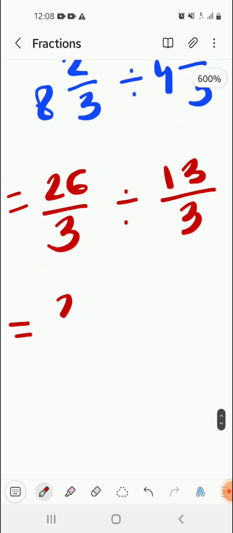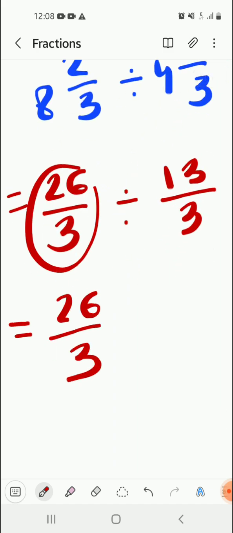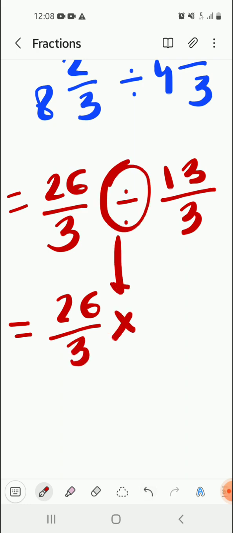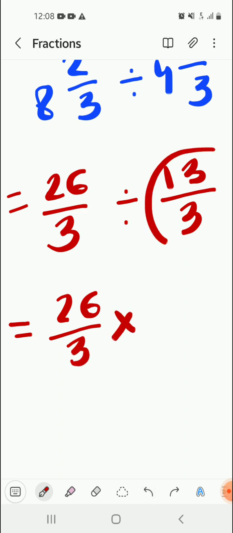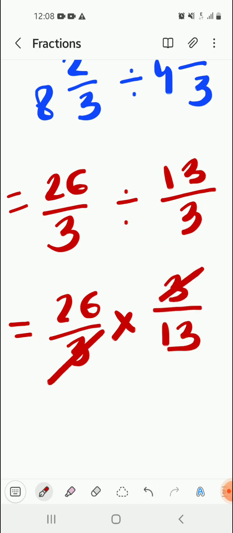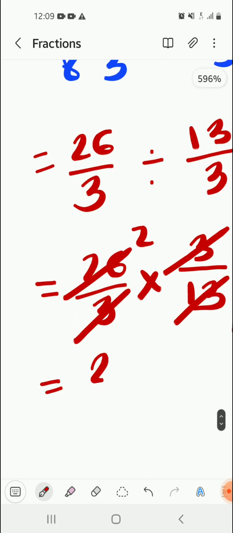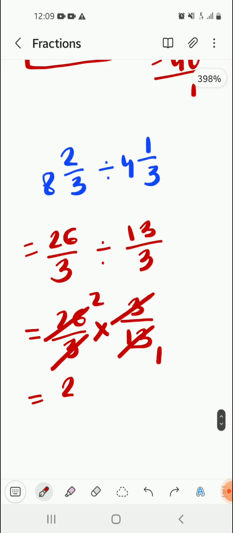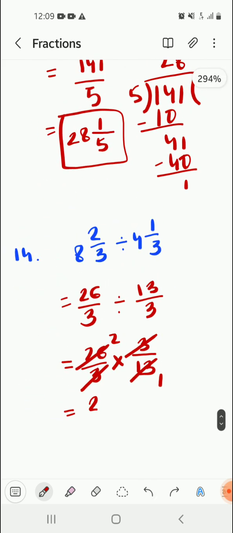Next step, see 26 by 3, the first fraction, write it as it is. Division becomes multiplication over here. And 13 by 3 becomes 3 by 13. Cancel the 3. 13 divided by 13 is 1, 26 divided by 13 is 2. So in the numerator we are left with 2 and nothing in the denominator, only 1. So 2 by 1 can be written as only 2. So this was our number 14.